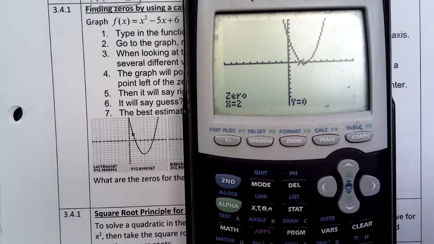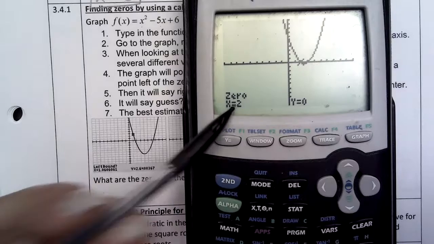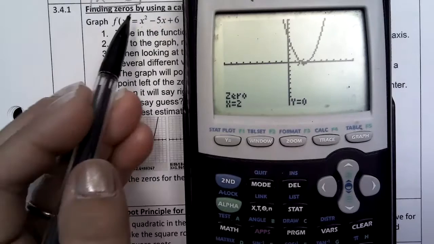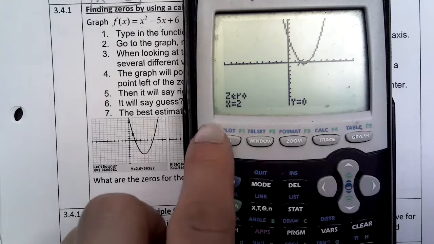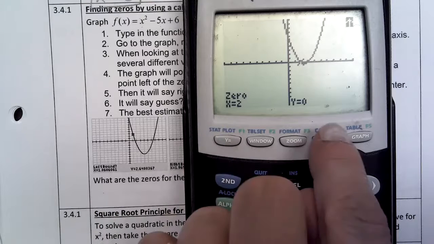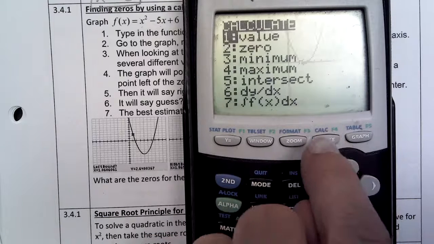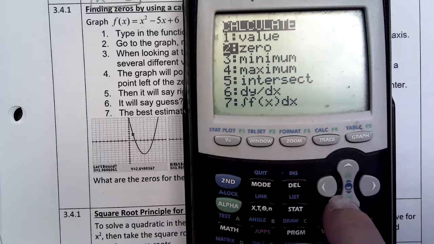Okay, and it's going to say, well, there's a 0 at x equals 2. Okay, so x equals 2 would be one of your zeros. Okay. Then we're going to do the same thing. So we can go second, calculate or trace, choose number 2.